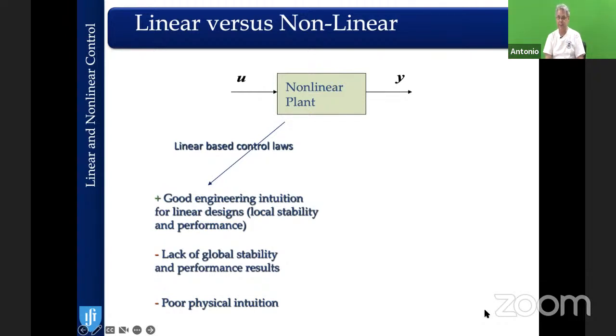Then the model becomes linear, as I will remind you later. So everything is linear. The problem is when you go for a linearized version of the model, then you lose sight of what will happen if you deviate a lot. So there's a lack of global stability and performance results. That's the problem.